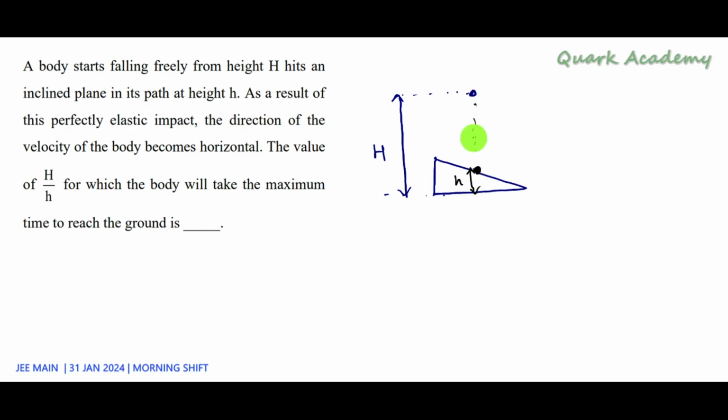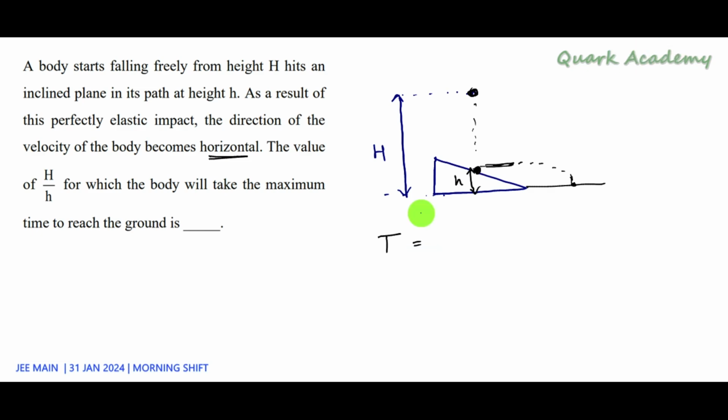So it is coming, it is hitting here, then it becomes horizontal. Its velocity becomes completely horizontal. Then if you see its motion, it is going to be a projectile motion kind of thing. It will hit the ground. So overall, from where it is dropped to where it hits the ground, it is taking time t. So in order to maximize this time to reach the ground, what is the value of this capital H by small h? That's what we need to find.